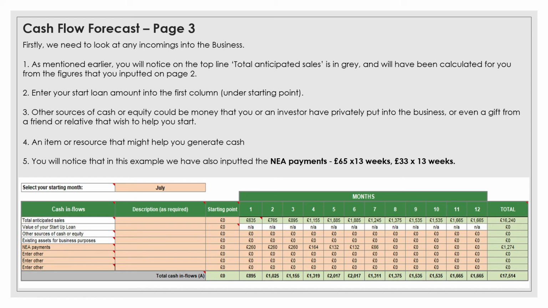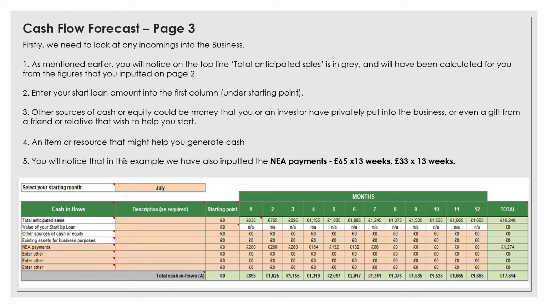On the second line, if you were taking out a loan, then enter the start loan amount into the first column under starting point. On the third line, cash or equity could be money that you or an investor have privately put into the business, or it could even be a gift from a friend or relative. And on the fourth line, existing assets, this could be an item or resource that might help you generate cash.